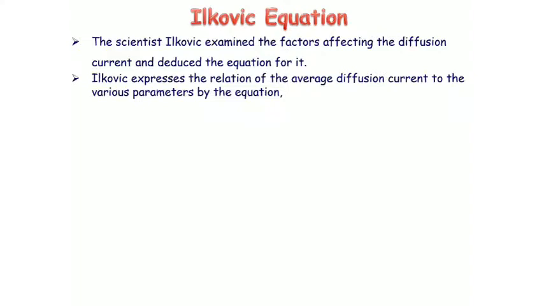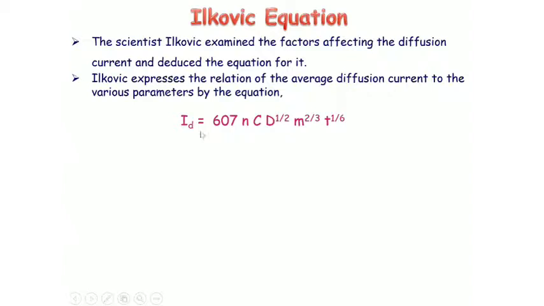He expresses the relation of the average diffusion current to the various parameters by the equation Id = 607 n C D^(1/2) m^(2/3) t^(1/6). This equation is called the Ilkovic equation. It gives the relation between the average diffusion current Id and the various parameters like concentration.